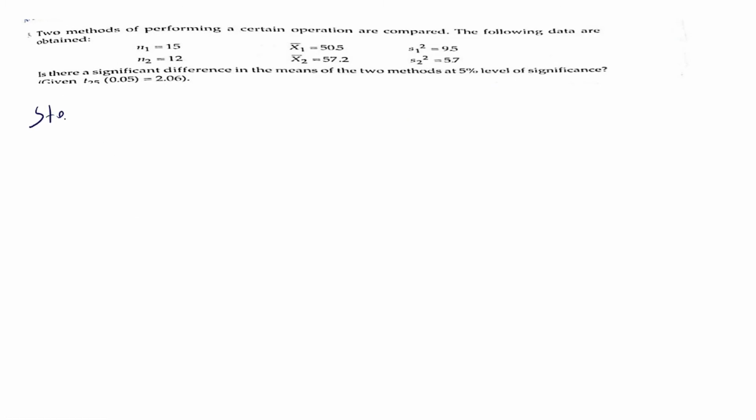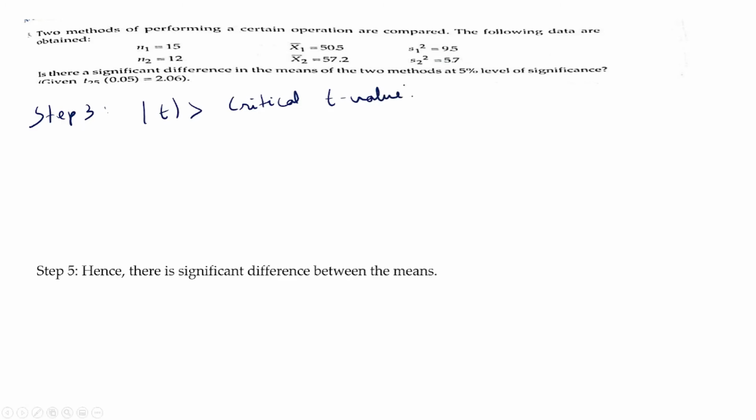So step 3 is mod t greater than critical t value. So we have step 4, the null hypothesis is rejected at 5% level of significance, and step 5, hence there is significant difference between the means of the two methods of performing the certain operation.